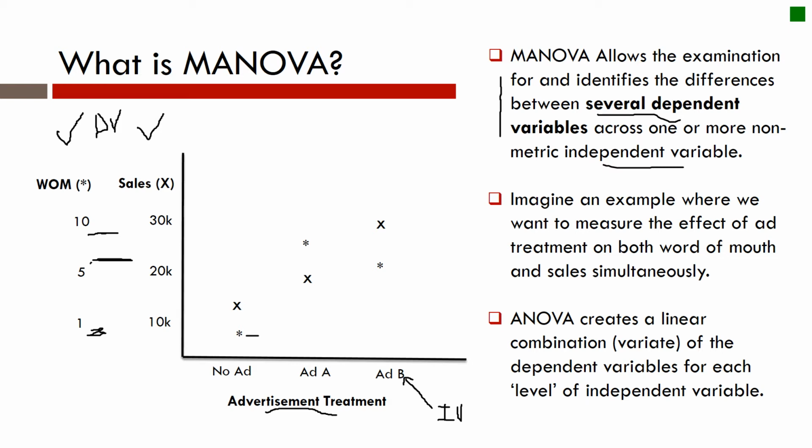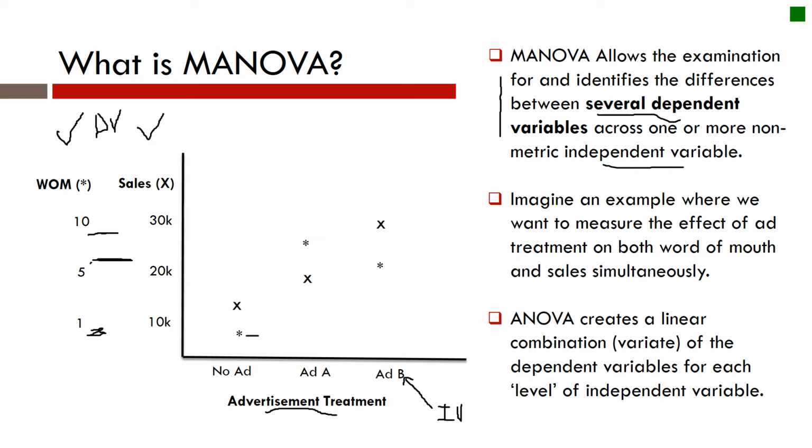So MANOVA extends ANOVA because you can add dependent variables, our DVs here, and you can also add independent variables and look at the interaction between those if an interaction exists. That's where the power of a MANOVA comes in, being able to simultaneously look at multiple IVs and DVs, whereas ANOVA only allows you to have one treatment, like advertisement treatment, and typically one dependent variable at a time.